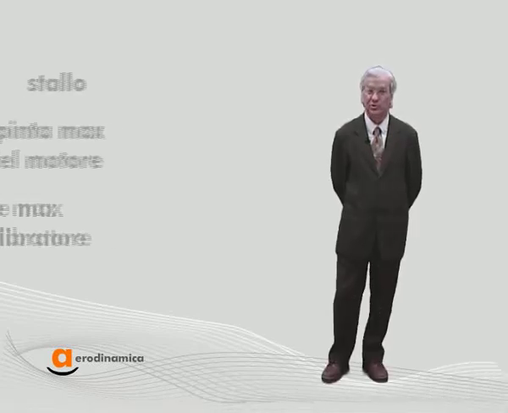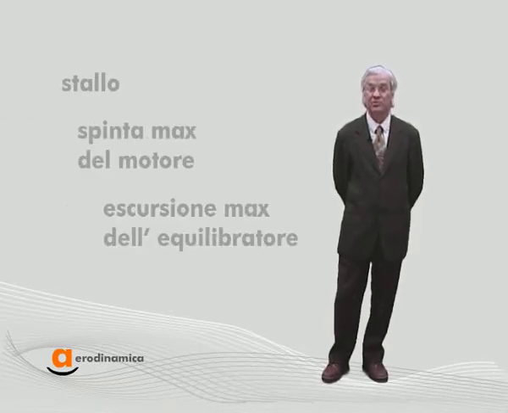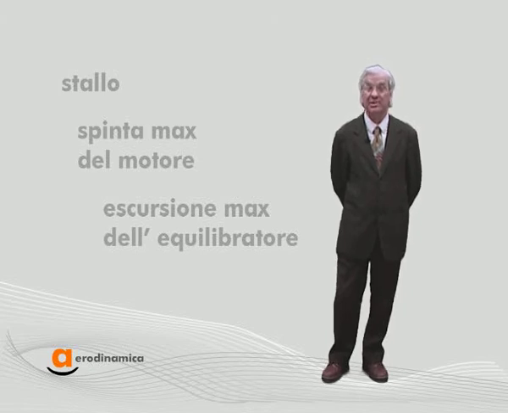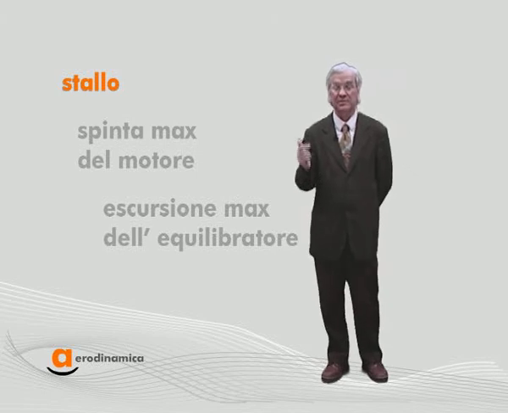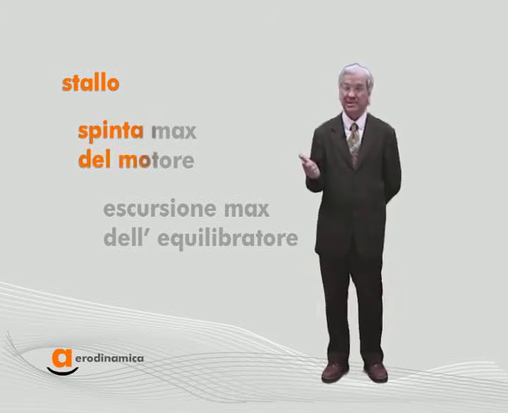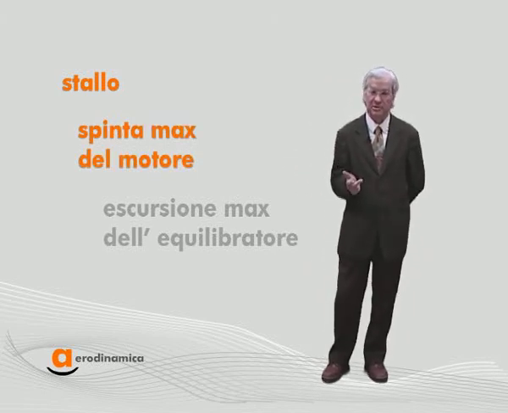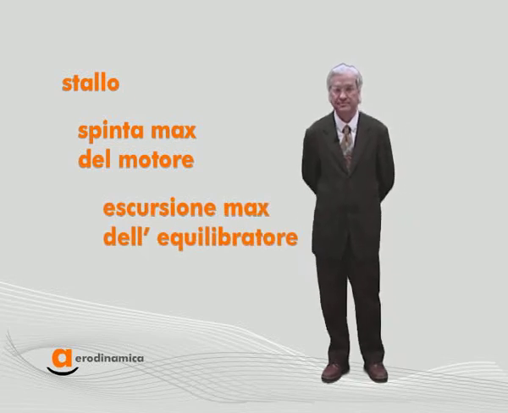What happens when the speed decreases? What is the minimum speed that allows keeping a horizontal flight without problems? There is a minimum speed under which we cannot fly due to one of the following conditions: the stall of the wing, the engine reaches its max thrust, or the elevator reaches its max deflection angle.